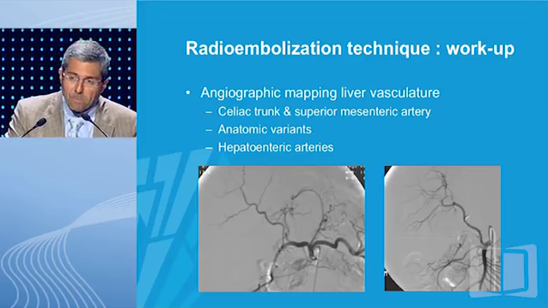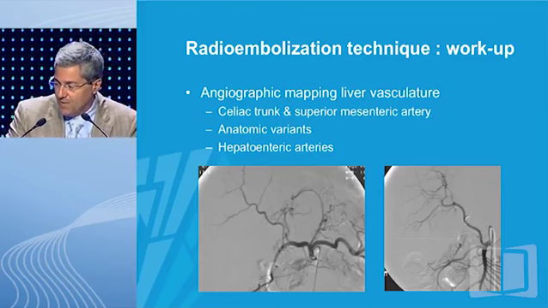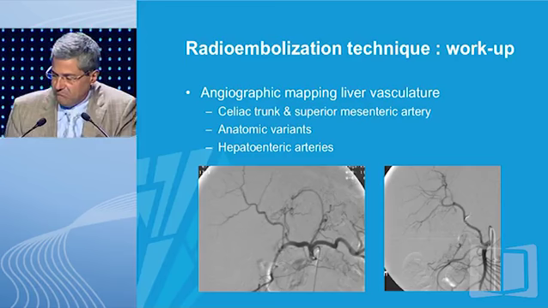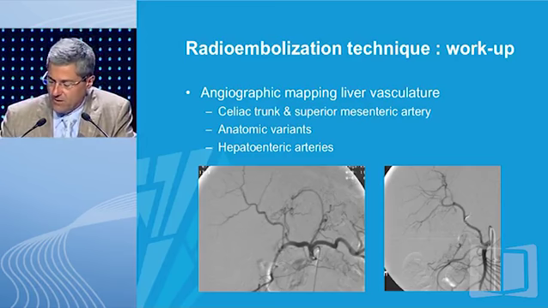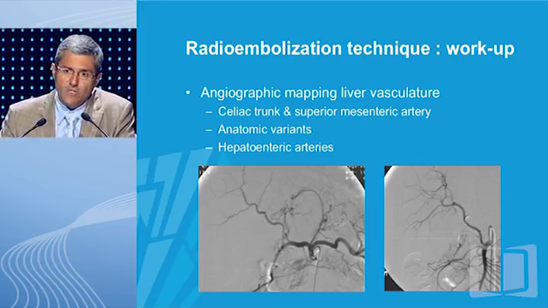And why is this important? Well, then the nuclear physician will not only calculate the liver-lung fraction, but will also look for non-target embolization, and look for a good mapping between your PET-CT done before and the MAA scan. Here you have an example of such an anatomic variant, which is not so rare, in the celiac trunk and the superior mesenteric artery.